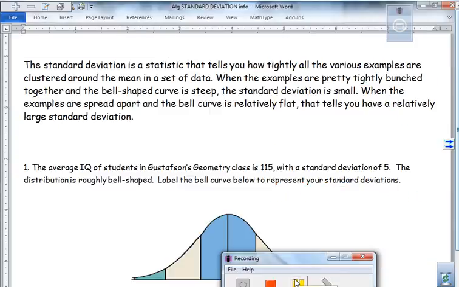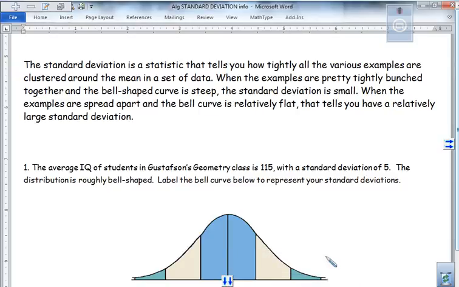Standard deviation is a statistic that tells you how tightly all the various examples are clustered around the mean in a set of data. When the examples are pretty tightly bunched together and the bell curve is steep, the standard deviation is small. So that would look something like this. So then our standard deviation is going to be small. When the examples are spread out and the bell curve is relatively flat, that tells you that your standard deviation is going to be large.